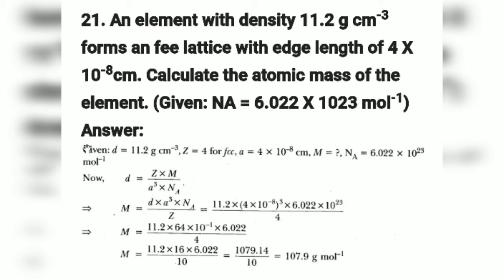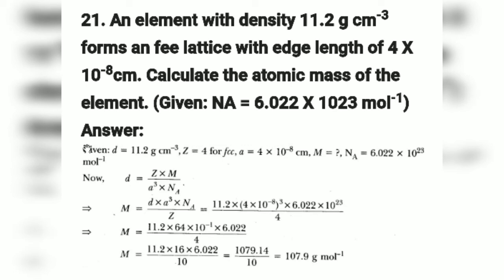An element with the density 11.2 gram per centimeter cube forms an FCC lattice with the edge length 4 into 10 raised to minus 8 centimeter. Calculate the atomic mass of the element. Na we already know, even if they are not giving it. Density D is 11.2, Z is 4, A is equal to 4 into 10 raised to minus 8 centimeter. M we don't know and Avogadro's number we know.